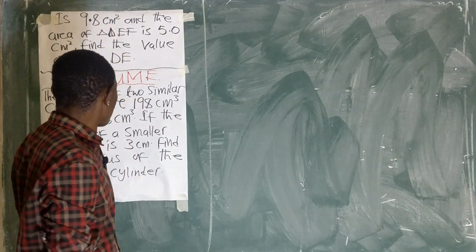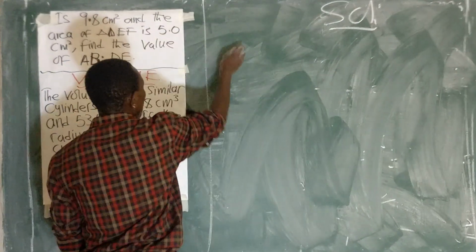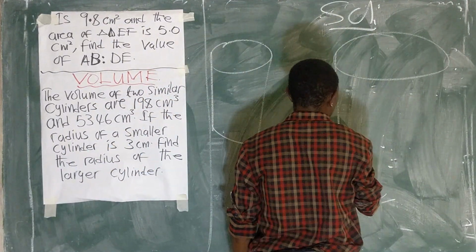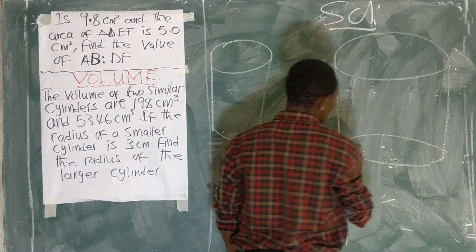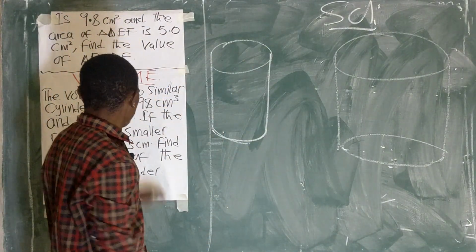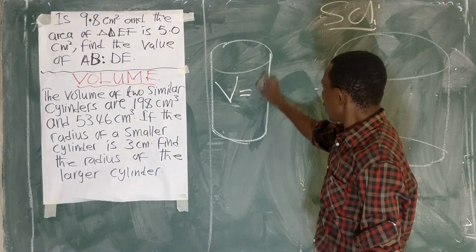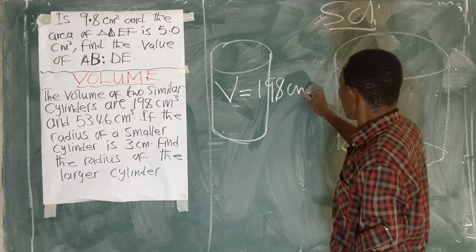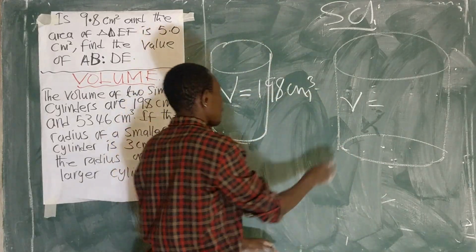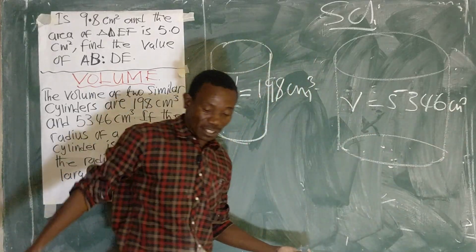If I produce the two shapes here, you'll realize that we have two shapes. One is the smaller cylinder, which is this one, and the other one is larger. Just to give you a tentative understanding of the two cylinders. Here the volume of this one, V, is given as 198 cubic centimeters, but the volume for this one is equal to 5,346 cubic centimeters. That's what we have.